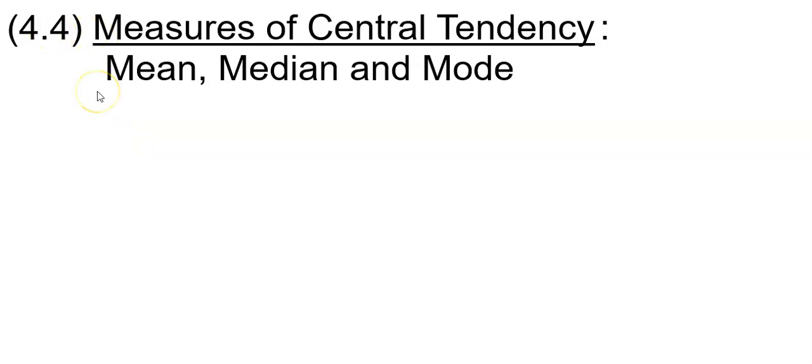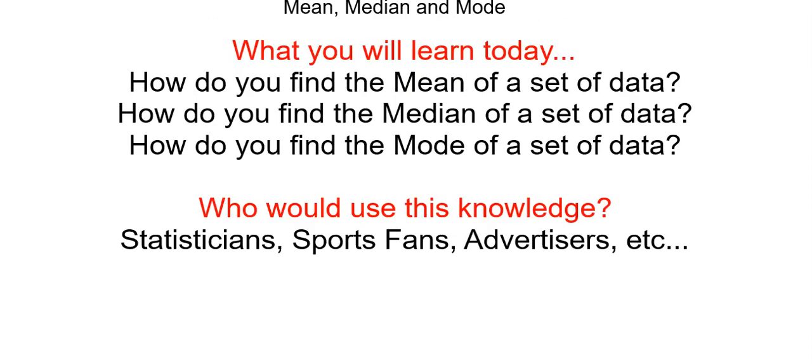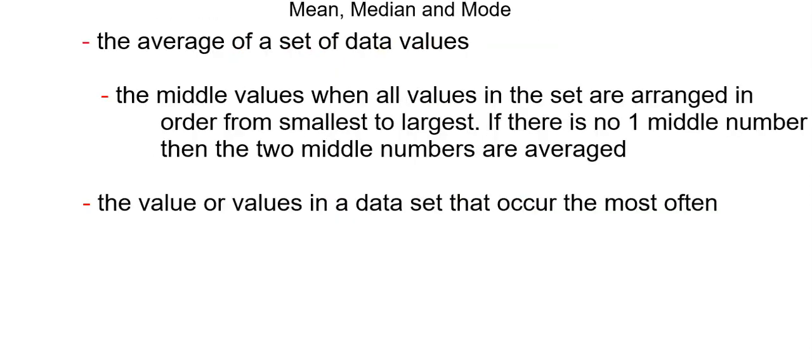All right. Mean, median, and mode. Pretty basic stuff. You've covered this all before. Okay, so mean is the average of a set of data values.